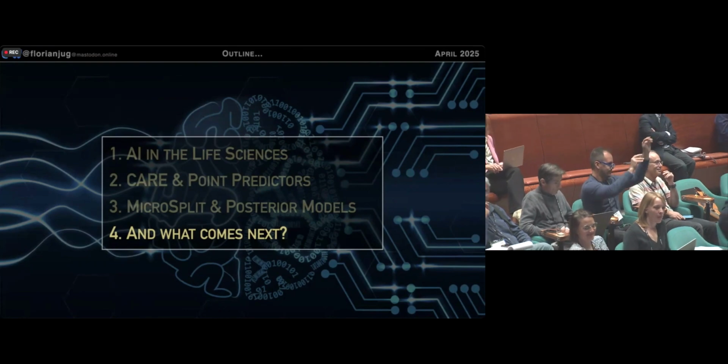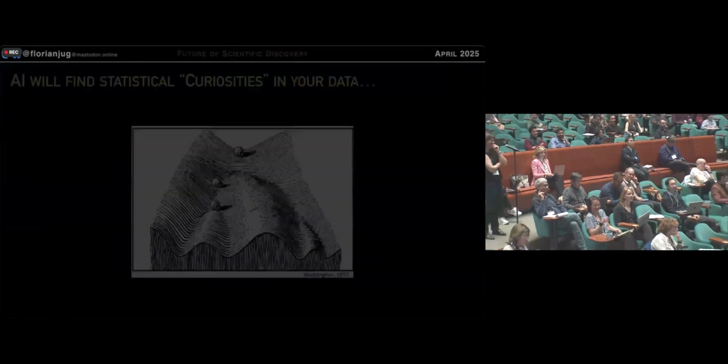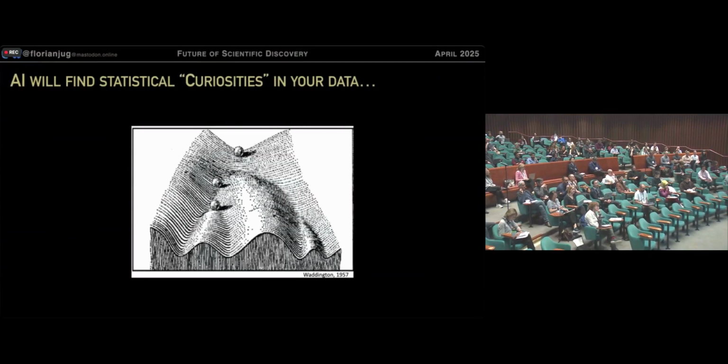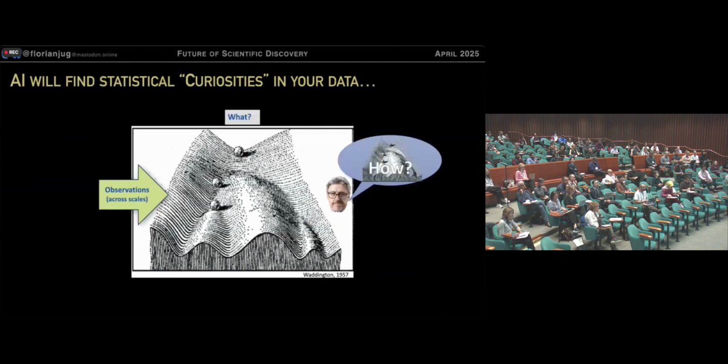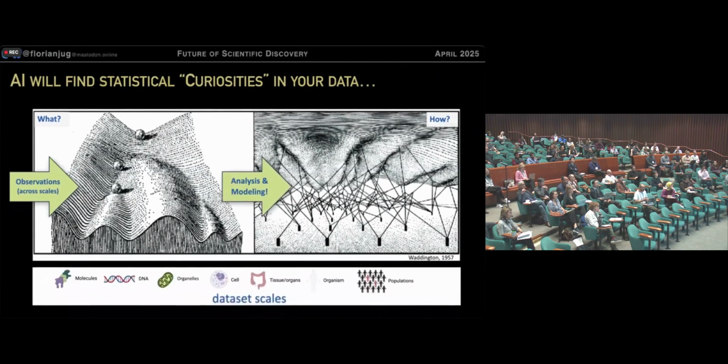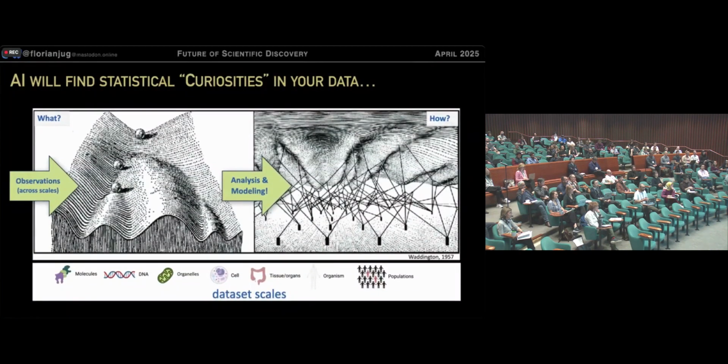I might have a slide here. So I think AI will find curiosities in your data. So this is the Waddington landscape. This is what you can observe. But what you are really interested in, what my director always asks, is how does it work? And the how is best explained by understanding the underlying principles. So this is also a drawing from Waddington. And this is not only true for what Waddington had in mind, but across scales.